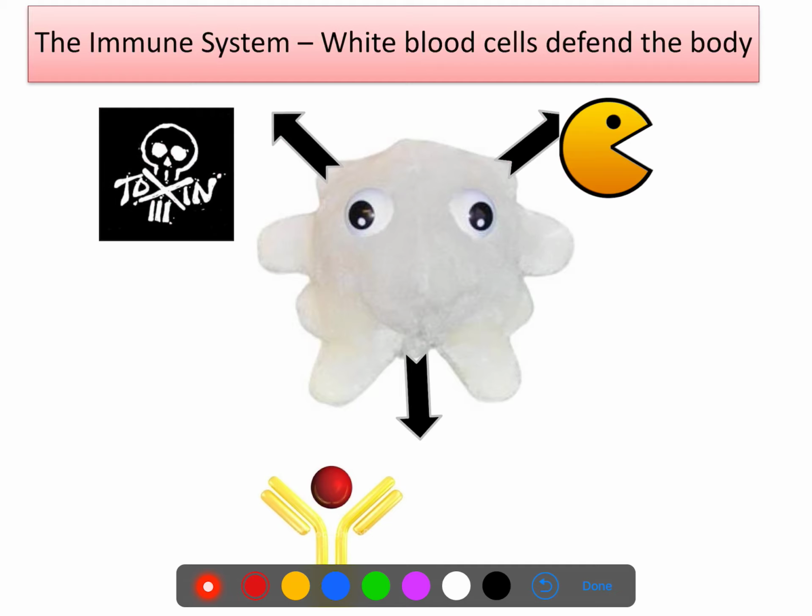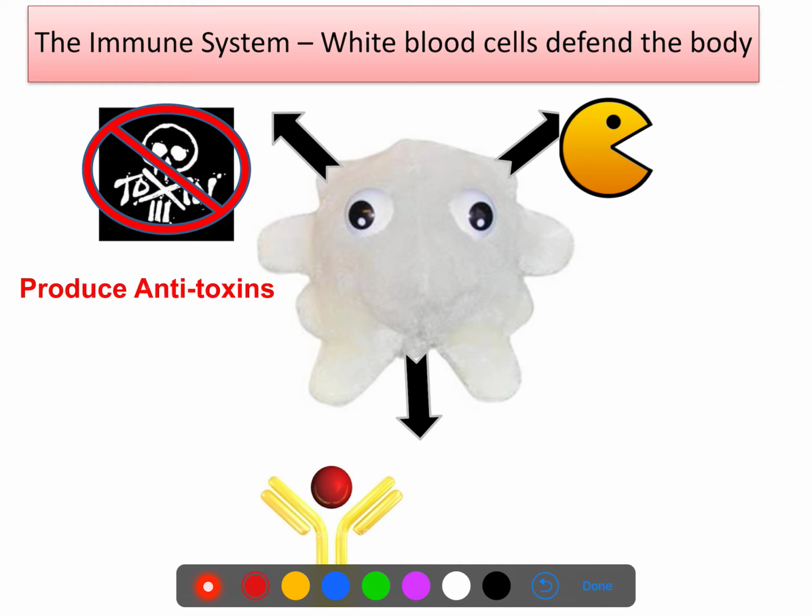This is when our immune system will kick in. And the immune system, this is a generic white blood cell, this thing in the middle, and there are three different types of white blood cells we're going to look at today. Some white blood cells, as you can see here, produce antitoxins. We'll talk about those more in a minute.